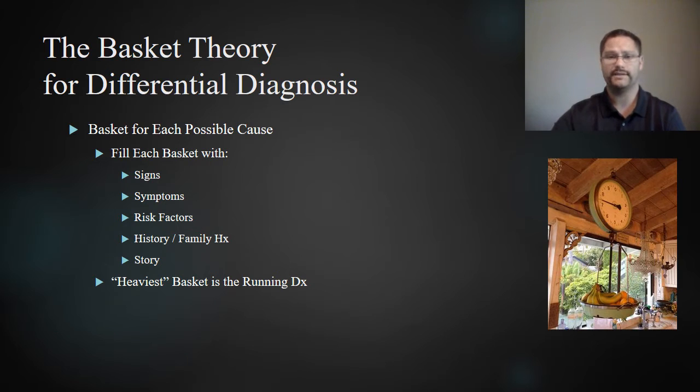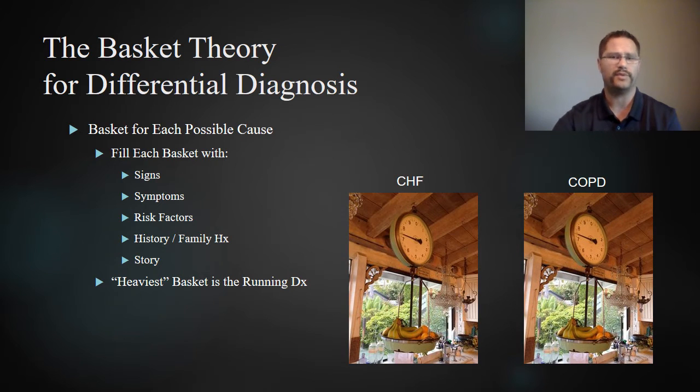The principle behind it is pretty simple. You take the signs, symptoms, risk factors, history, family history, the medications, and the story for the current illness, and you metaphorically place them in baskets for the potential conditions that the patient has based on their complaint. Ultimately, the heaviest basket is what you use as your running diagnosis, and that's what you use to create your initial patient care plan. So how do we apply this?